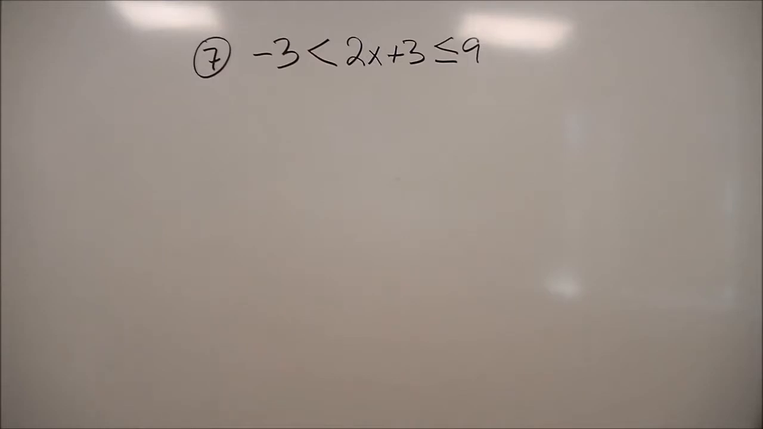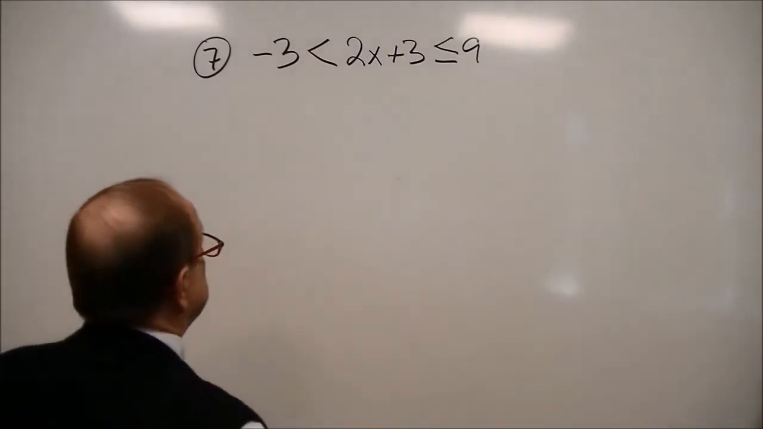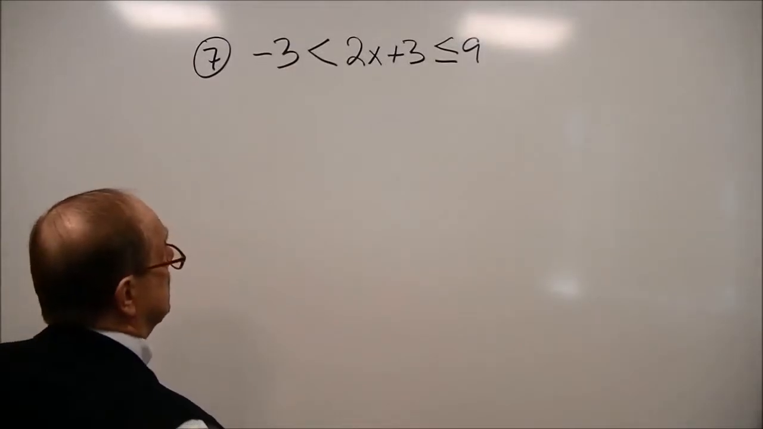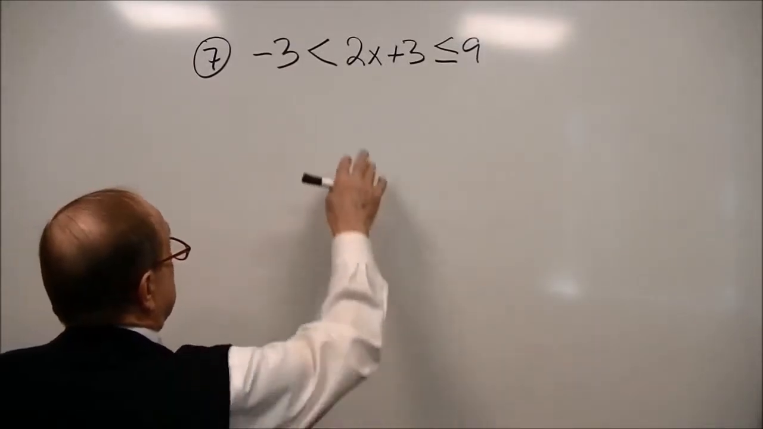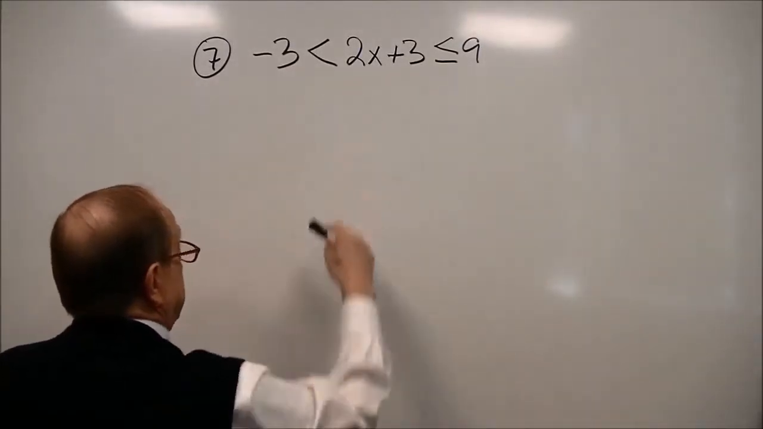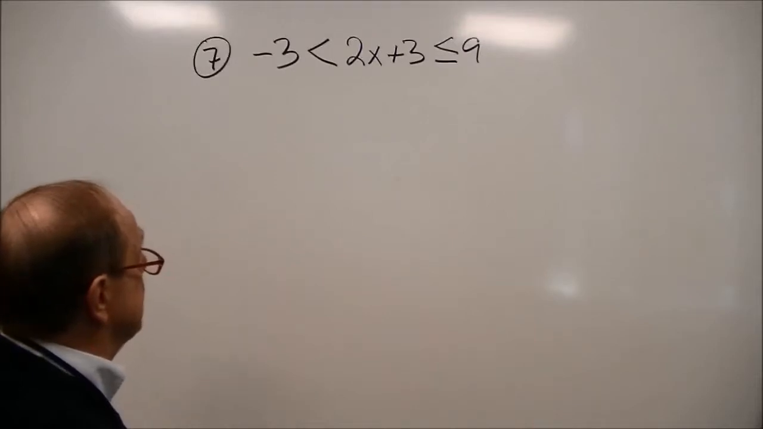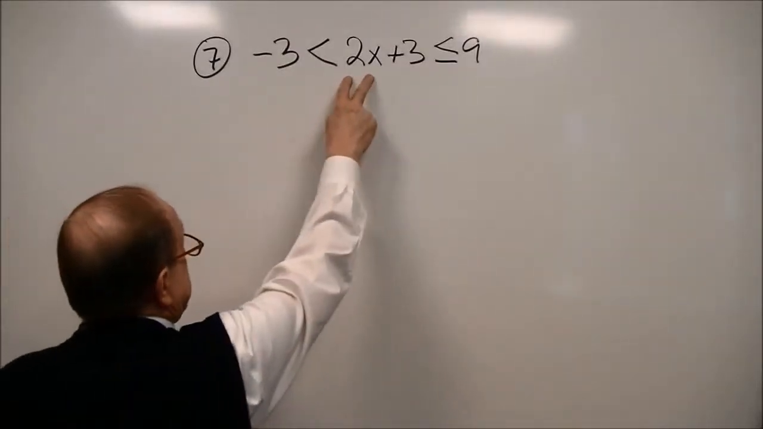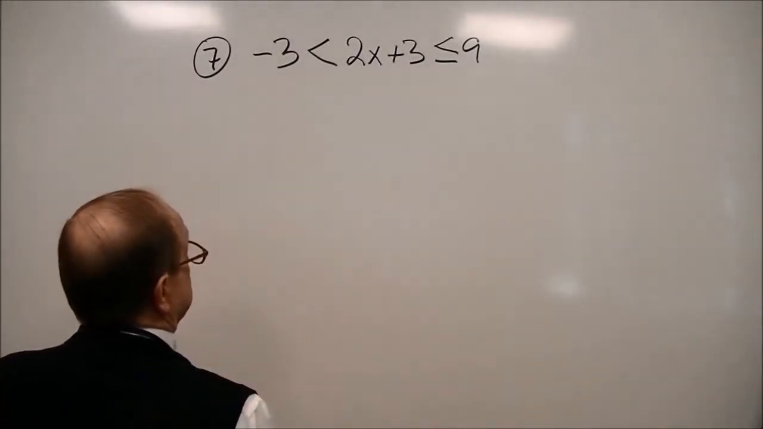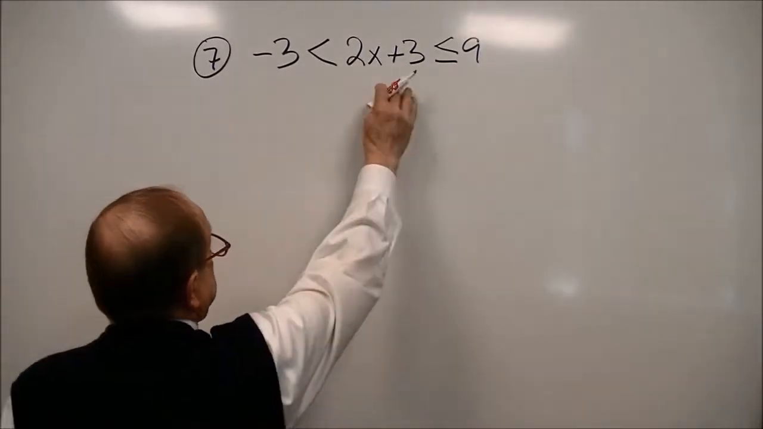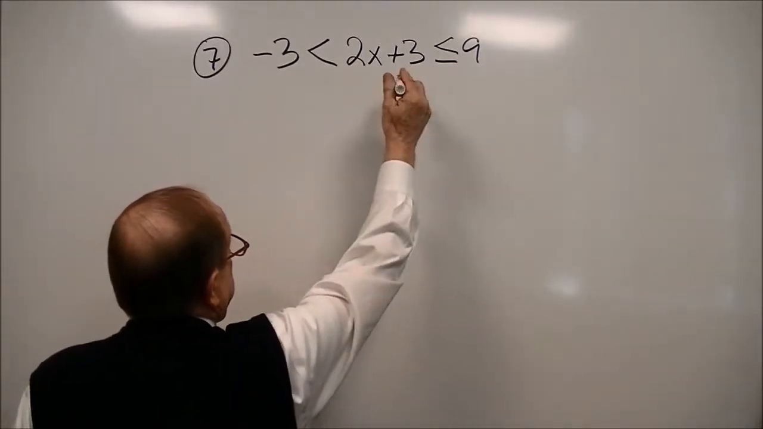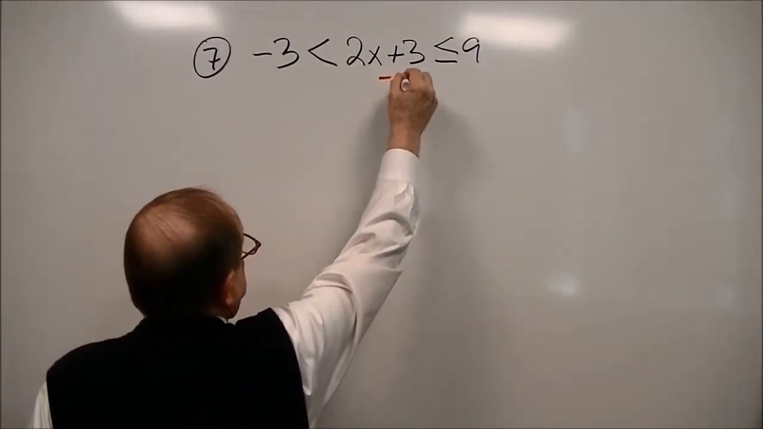All right, looking at this is a double inequality, or a compound inequality, where x is in the middle, and we're asked to solve it. Well, again, similar techniques to solving an equation. We want to isolate the x. So the first thing we need to do is get rid of this 3, and I'll use this method.